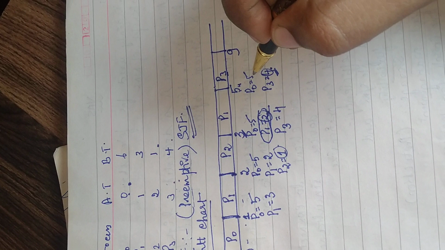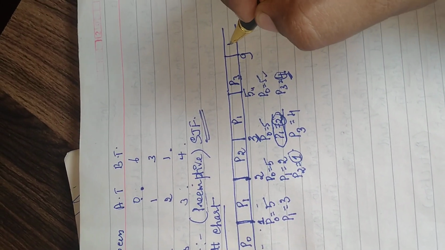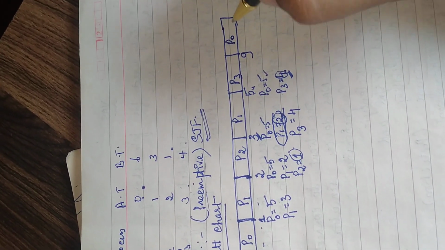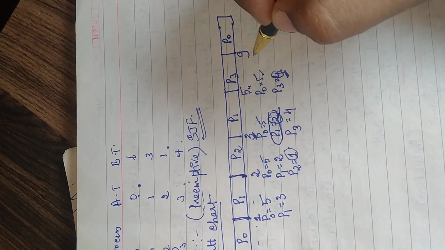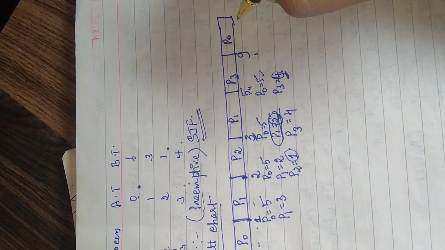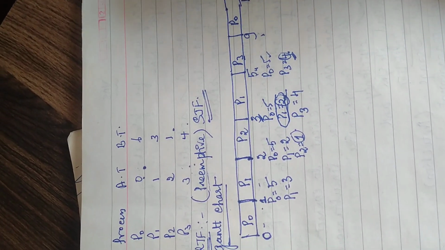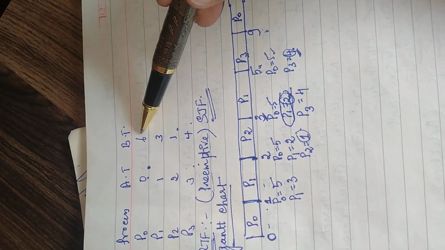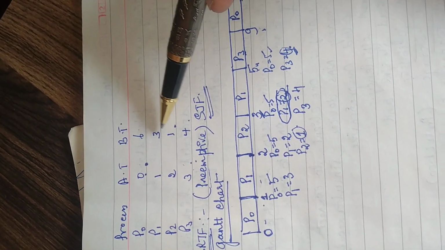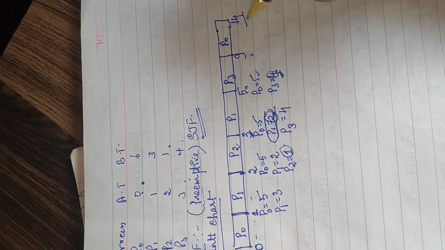And finally you have only one process pending, that is P0. So P0, how much does it take? 5 milliseconds to complete. For this 9 you add 5, so it will go up to 14. Just for verification you can check: 6 plus 4 is 10, 13, 14. So even here it came up to 14.